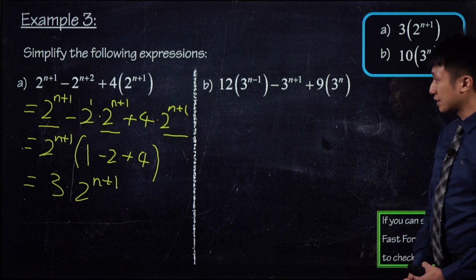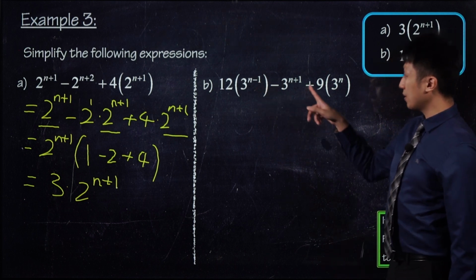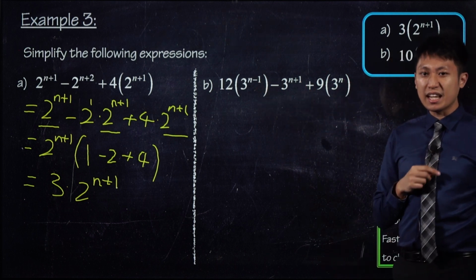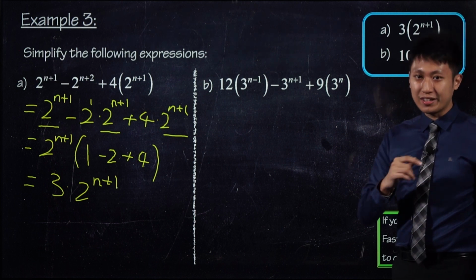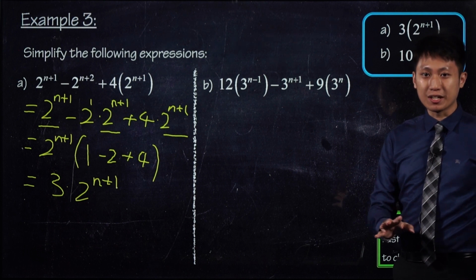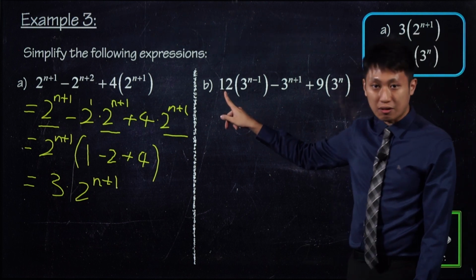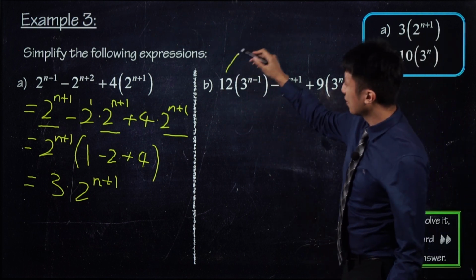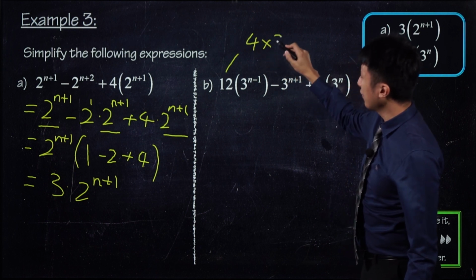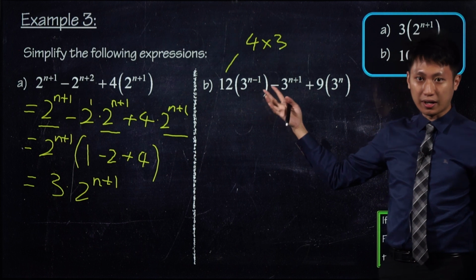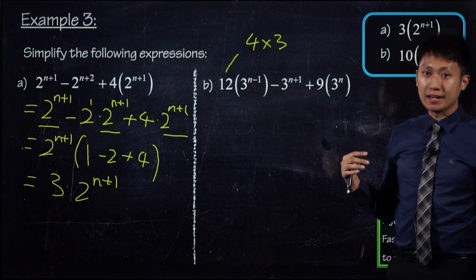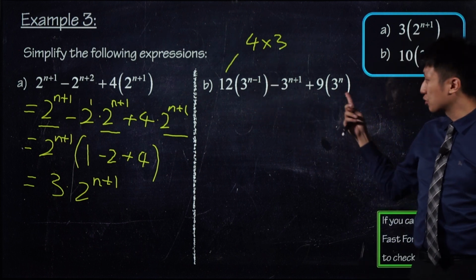So next, solve for this one. What is common? Let's see: n minus 1, n plus 1, and n. I think it's n minus 1, right? Okay, you think it's n minus 1, it's okay to do it, but you can see this 12. 12 is equal to what? 4 times 3. You have a 3 here. This 3 combined with this one, then you get what? 3 to the power n. Then this one also becomes 3 to the power n.